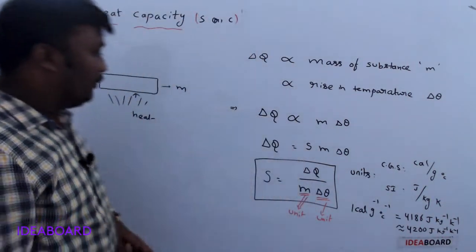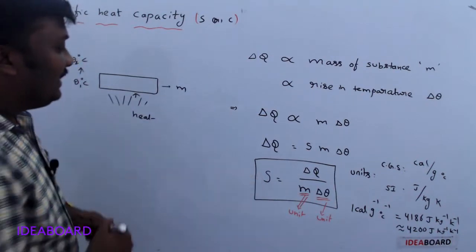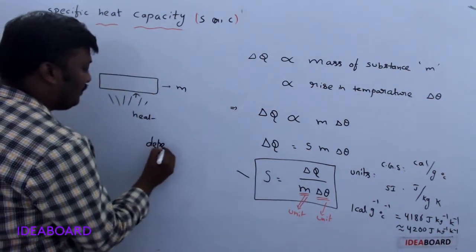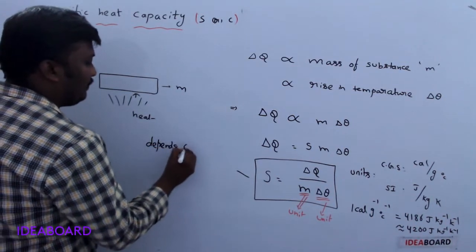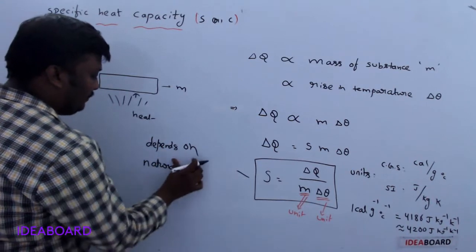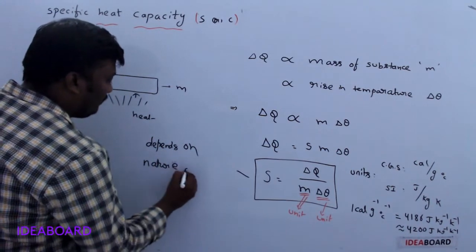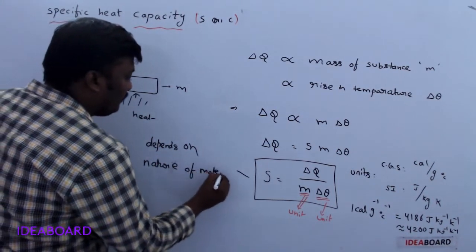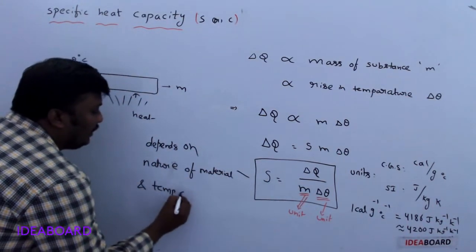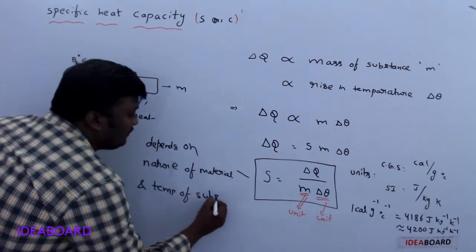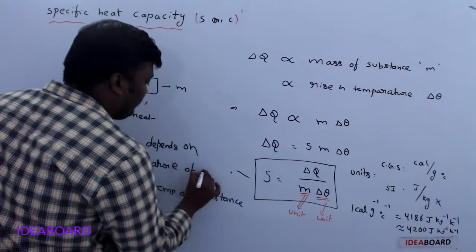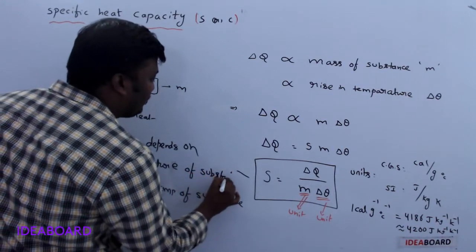Understand? Now, specific heat. This specific heat depends on the nature of the material and the temperature of the substance. Nature of substance and temperature of substance.